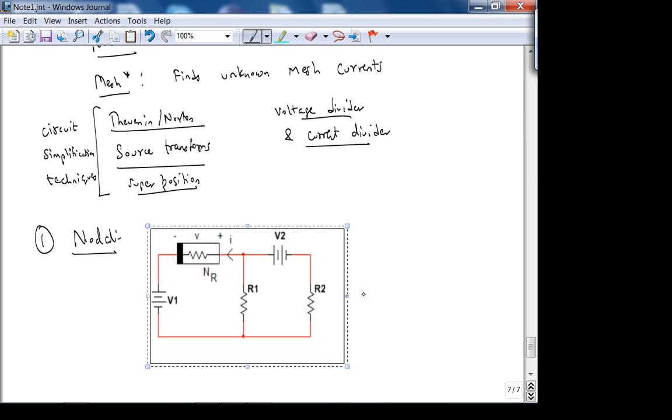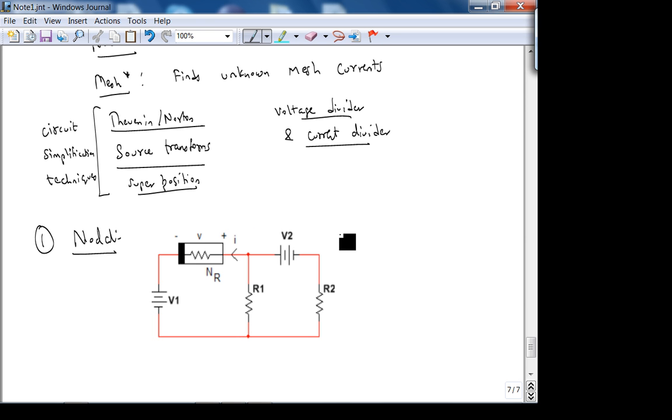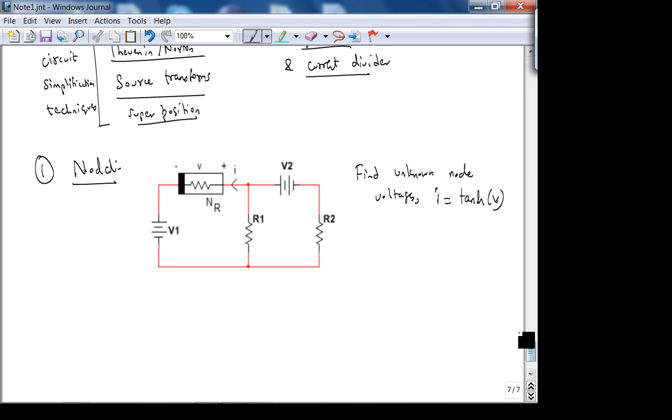So the question is, find unknown node voltages, and I is some function of V. I just gave hyperbolic tangent. It doesn't have to be. It can be anything, right? Doesn't matter. Nodal analysis doesn't care. So here's the solution.